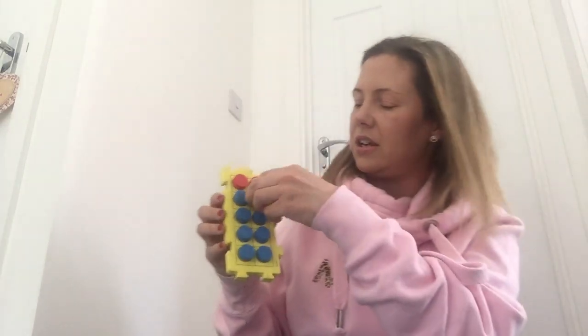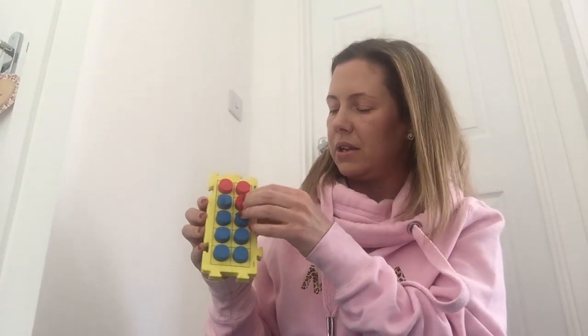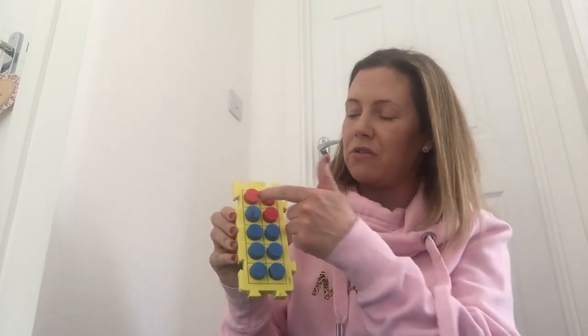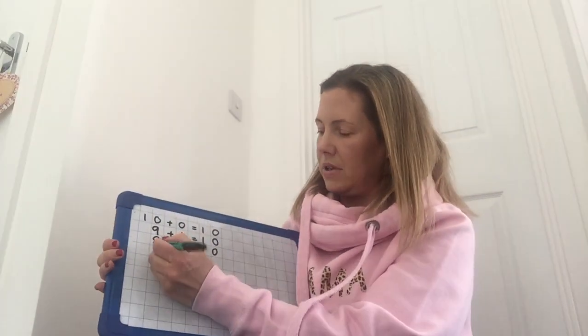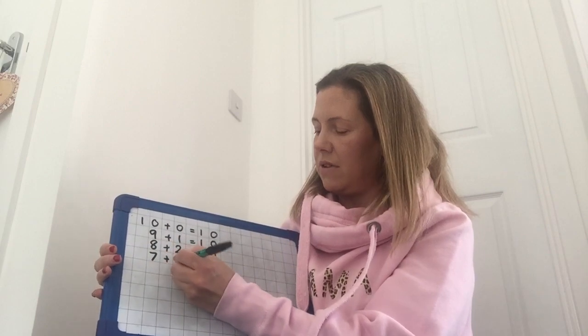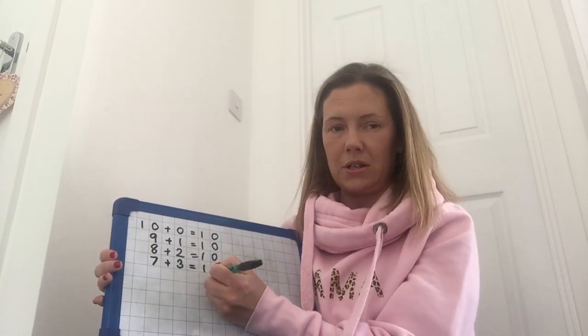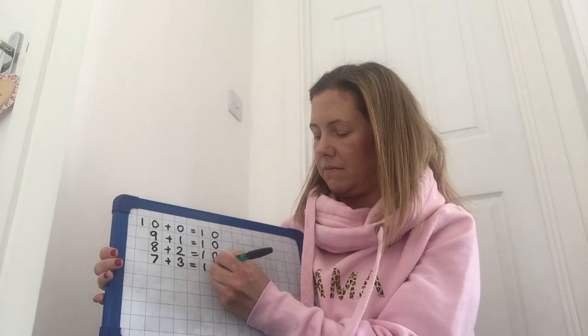Then I'm going to turn over another one. So how many bad apples have we got now? We've now got 7 bad apples and we've got 3 good apples, but altogether we've got 10 apples. So 7 add 3 also equals 10. So write that down on here. 7 add 3 equals 10.